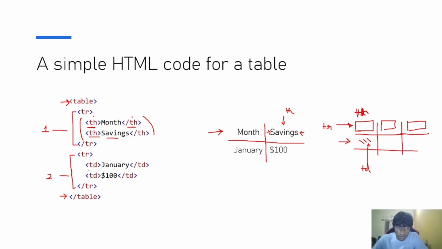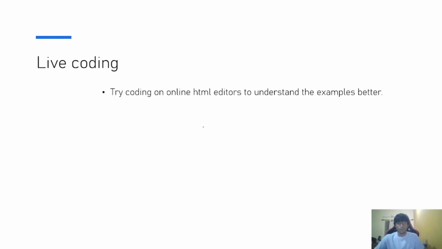You can see we use the td tag right here in the second row, and we say January for the month. This is your first row, this is your second row, and td is used to specify data inside here. And again in the same row we have another td, table data, that says $100. So that's how you basically make a table. Very simple.